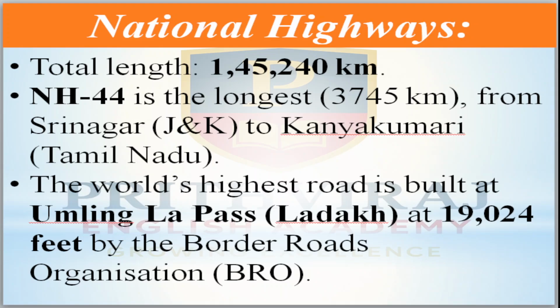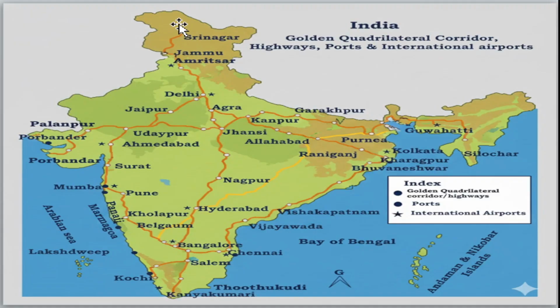The length is 3,745 kilometers, and it runs from Srinagar, Jammu and Kashmir to Kanyakumari in Tamil Nadu. Here the picture will show you. From here NH44 will start and it will reach Kanyakumari. In Srinagar, then Amritsar, Delhi, then Jhansi, Udaipur, Nagpur, Hyderabad. It has connectivity with Bengaluru, then Salem, then it will end at Kanyakumari.